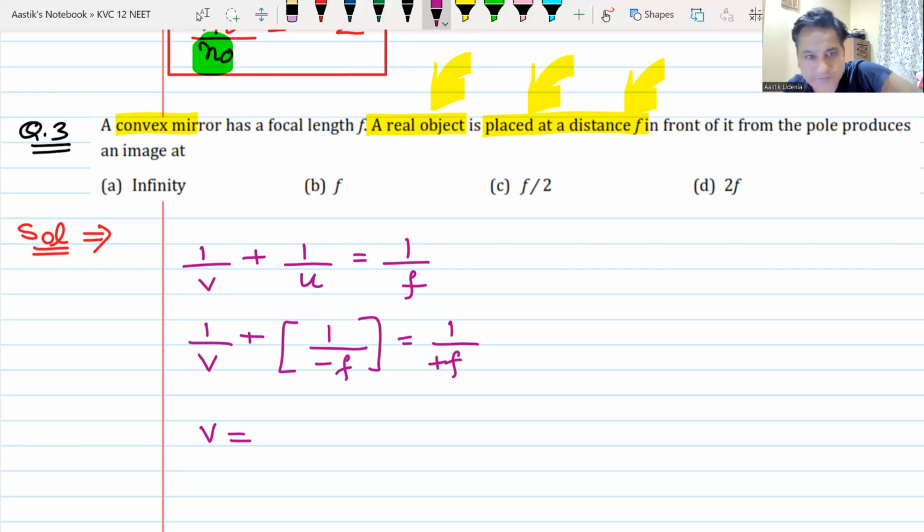What is the value of v, my dear friends? Quick, quick. Which is the answer? And the answer is f by 2. Plus or minus? Plus. Plus f by 2.